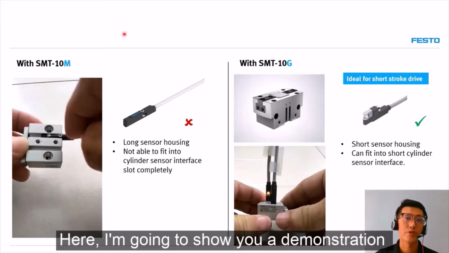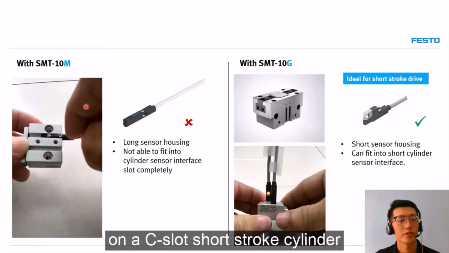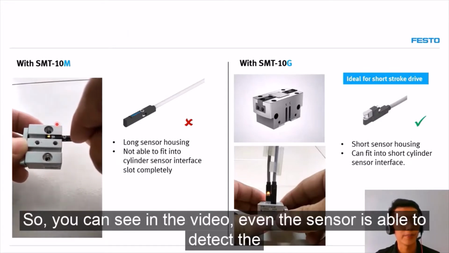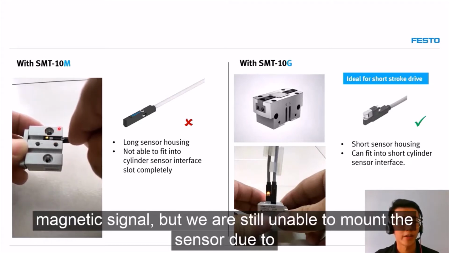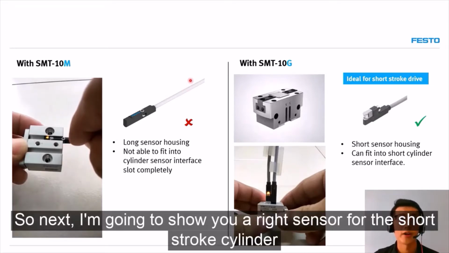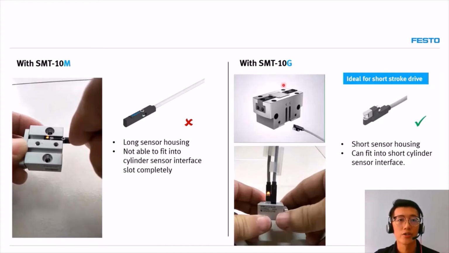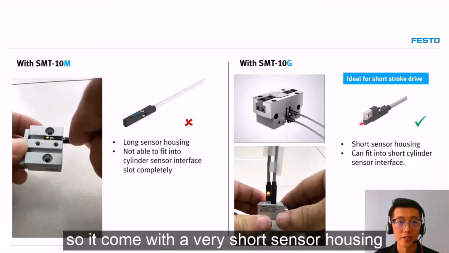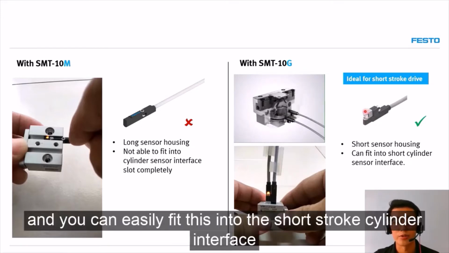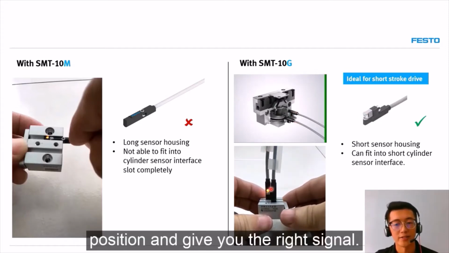Here, I'm going to show you a demonstration using a conventional cylinder switch on a C slot short stroke cylinder. You can see in the video, even though the sensor is able to detect the magnetic signal, we are still unable to mount the sensor due to the long sensor housing. Next, I'm going to show you the right sensor for the short stroke cylinder, the SMT10G. It comes with a very short sensor housing, and you can easily fit it into the short stroke cylinder interface, and it gives you more flexibility in adjusting the sensor position to get the right signal.